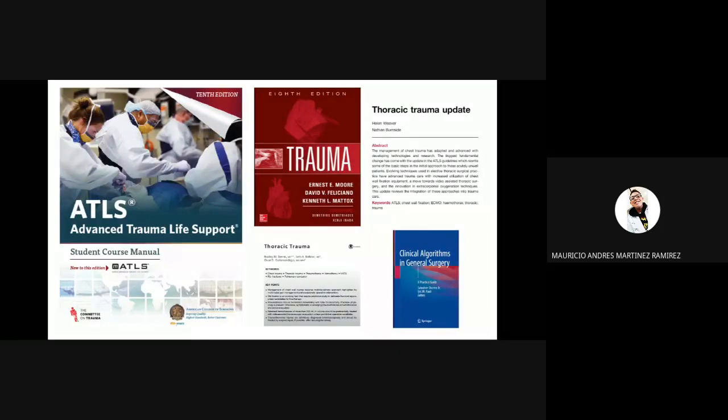This is the literature that I used for this presentation. First we have the ATLS, the Advanced Trauma Life Support Student Course Manual from the American College of Surgeons, the trauma book from Drs. Moore, Feliciano, and Mattox, and some articles that I used for this presentation, as well as this book, Clinical Algorithms in General Surgery.